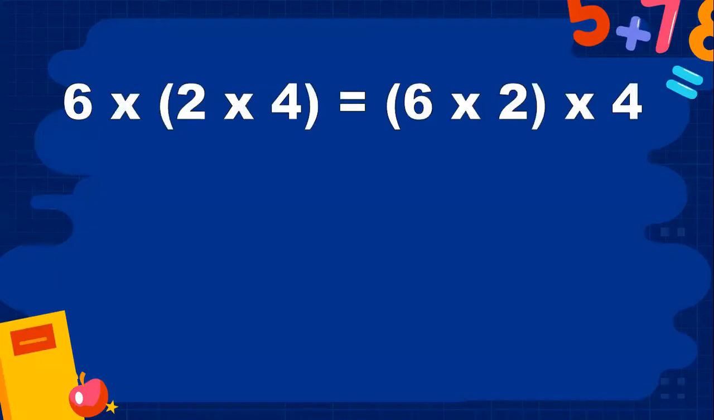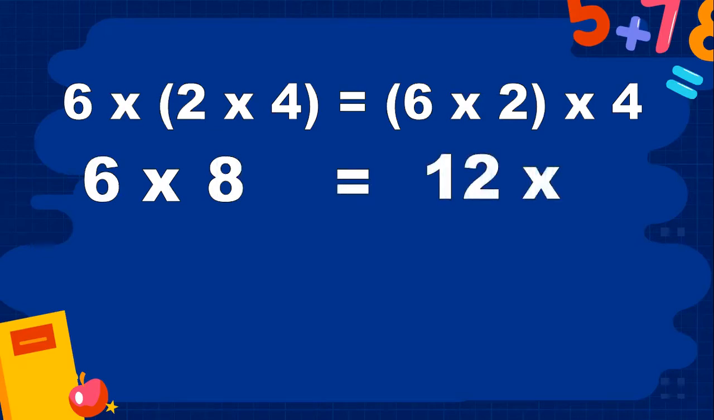Another one, we have 6 times the group of 2 times 4 is equal to the group of 6 times 2, times 4. 6 times the group of 2 times 4 is equal to 6 times 8, equal to 6 times 2, that is 12 times 4. 6 times 8 is 48 and 12 times 4 is 48.